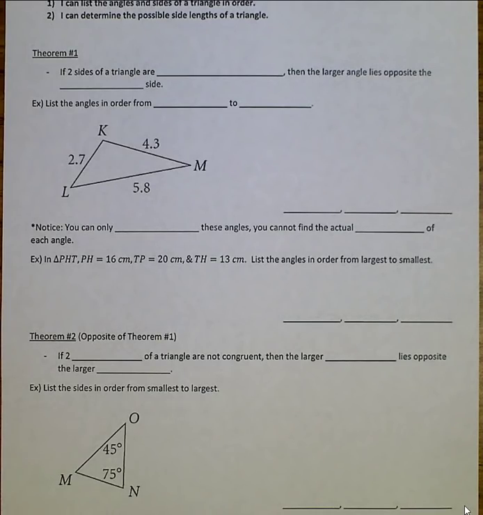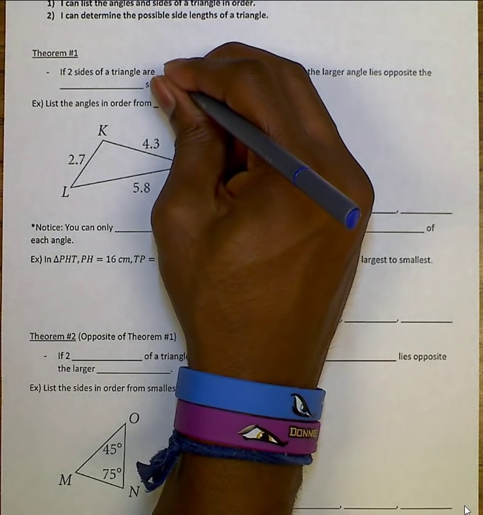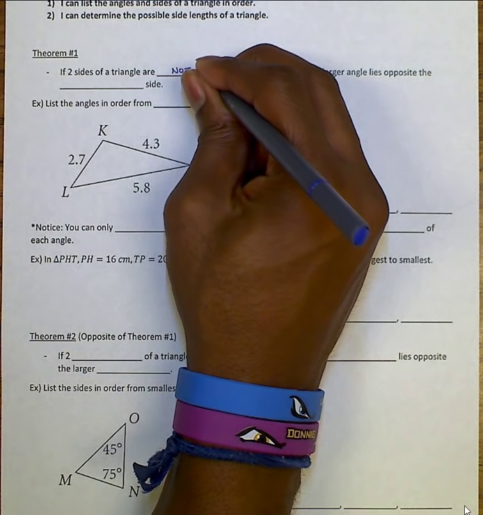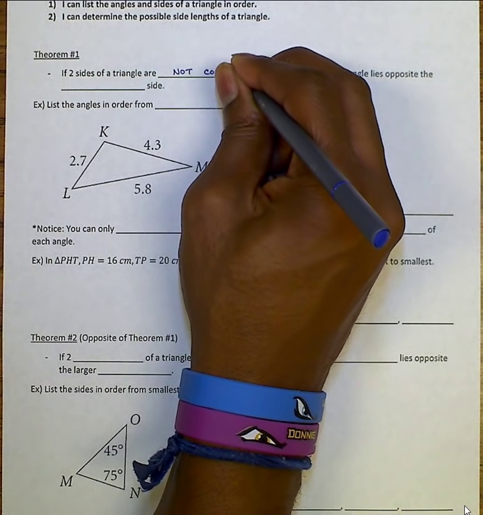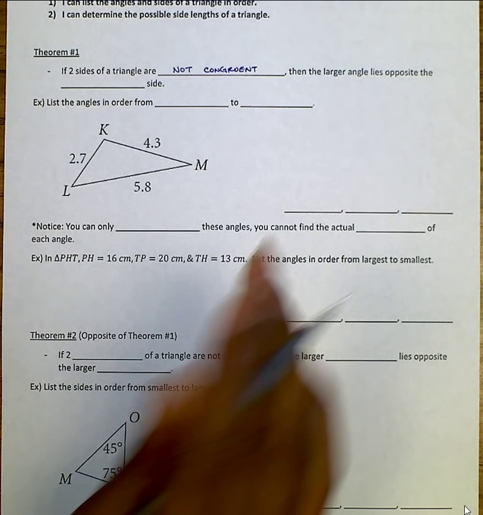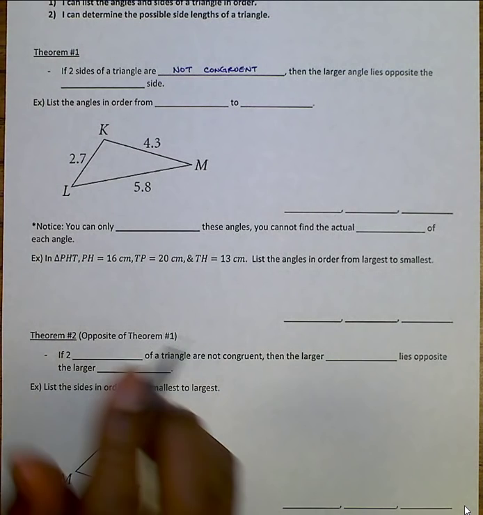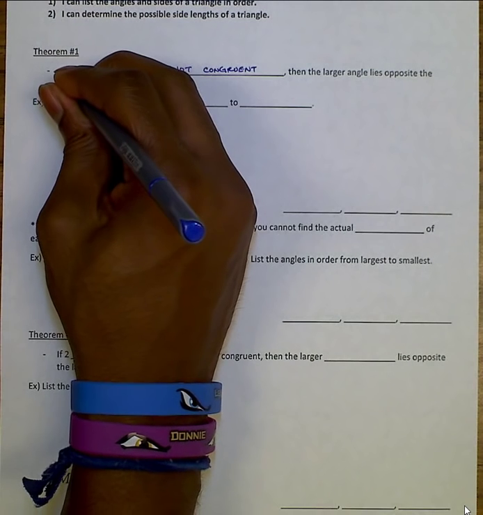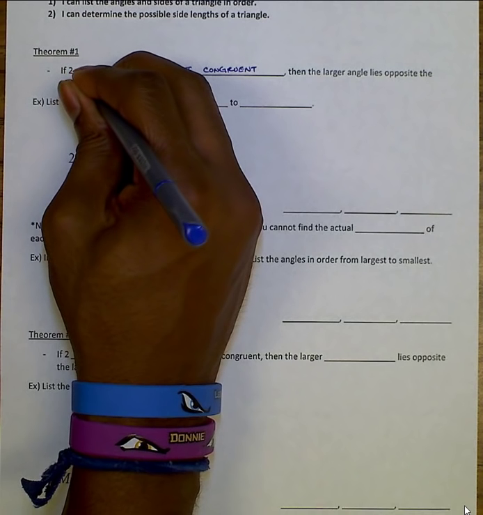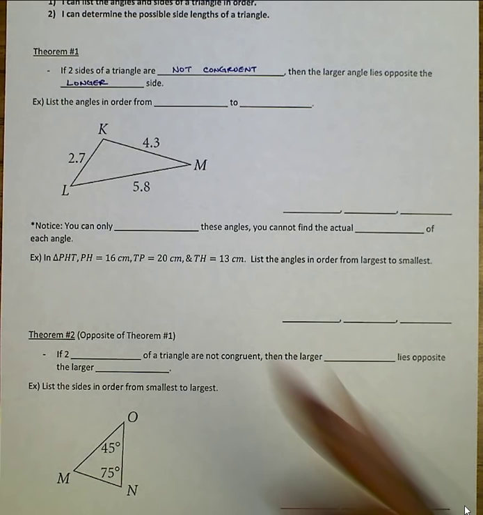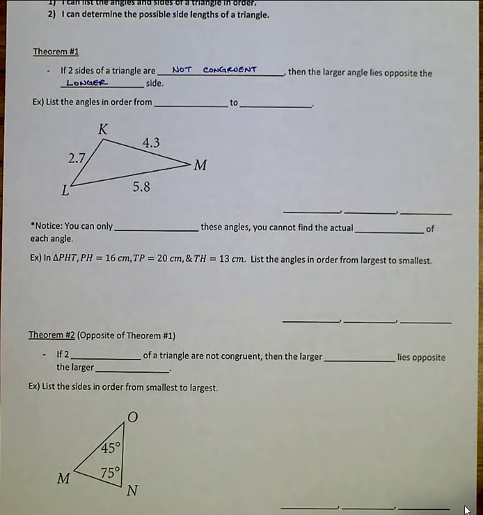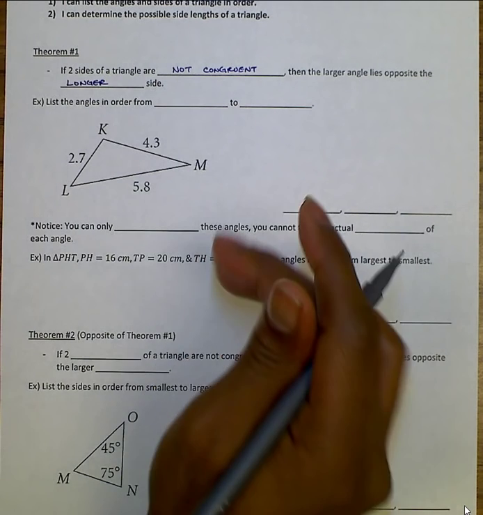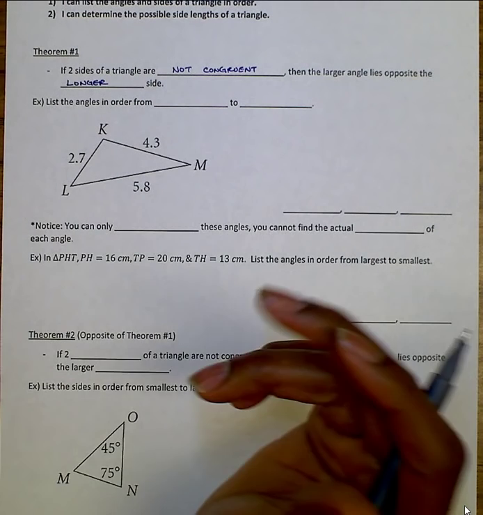So our first theorem says, if two sides of a triangle are not congruent, then the larger angle lies opposite the larger side, or longer side. Okay, so the bigger the side, that means the angle that opens to it should be larger.